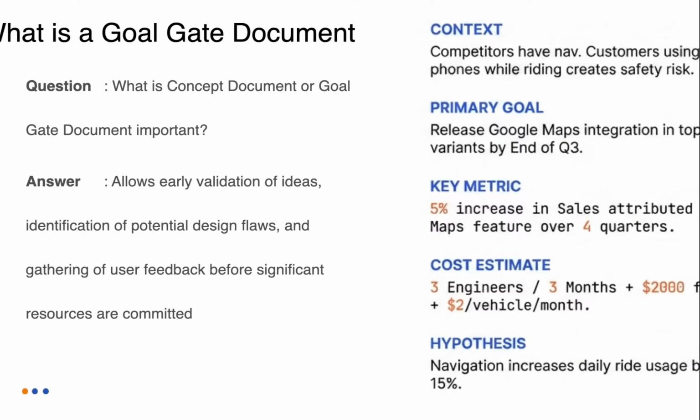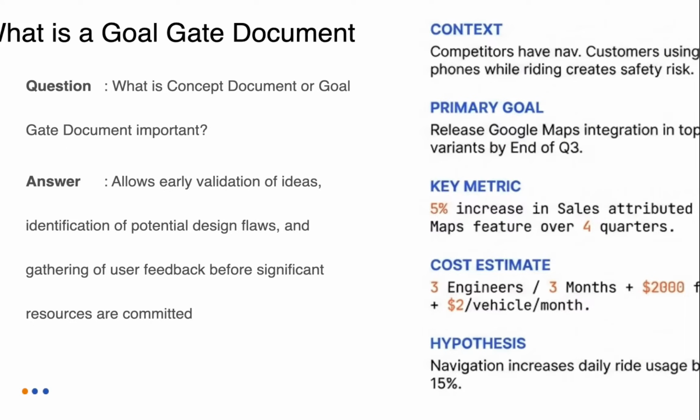It gives me a 5% increase in sales. Okay, and that's good enough for me. And over the next, like I said, 3 4 years, as we go into international markets, it's only going to help us further. The cost estimate is typically, I will need 3 engineers for 3 months, and there are some other fees that I have to pay, and $2 per vehicle per month is the fee that I have to pay to Google for using their maps, and so on.